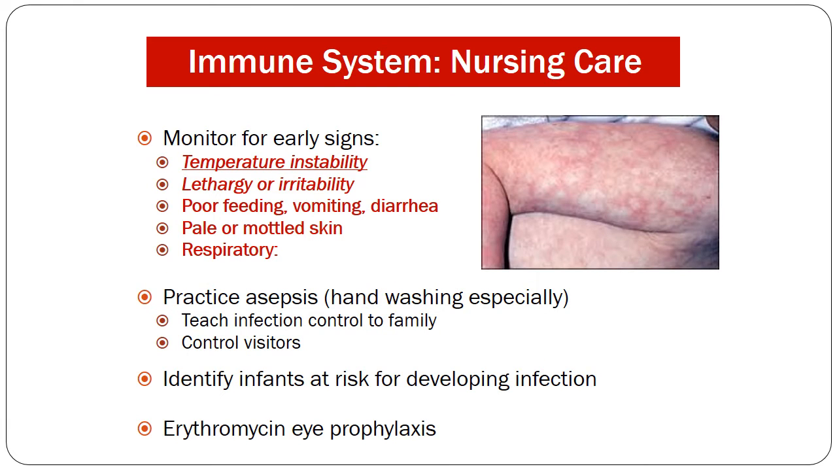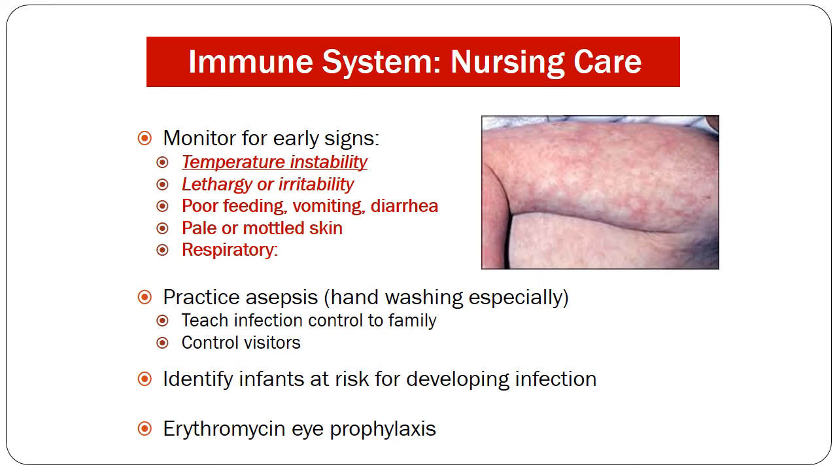so what we want to do is we want to monitor for early signs of problems. Temperature instability. Yeah, you get a fever when you get sick. Guess what? Some babies that are septic, they can't maintain a normal temperature. So again, sometimes babies who are septic have low white blood count versus high. Sometimes a very, very sick baby will have a low temperature versus a fever. They'll be lethargic or irritable.